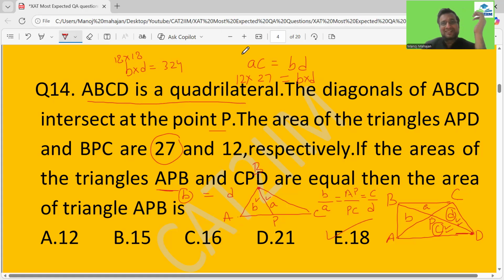So remember this trick shortcut, which I told you. For any quadrilateral, you can look forward to applying it.